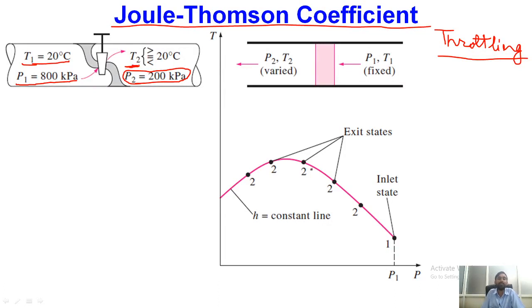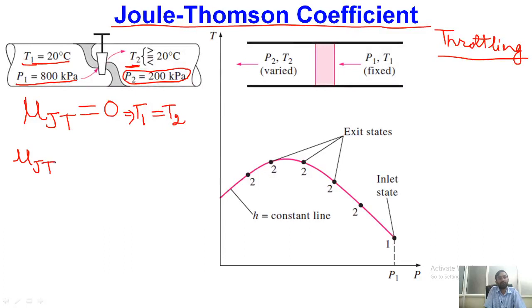So how these other possibilities can be achieved is defined with the help of the Joule-Thomson coefficient. Generally we define the Joule-Thomson coefficient with the symbol mu JT. If the value of the Joule-Thomson coefficient is equal to 0, the temperature remains unchanged, meaning T1 equals T2. If the Joule-Thomson coefficient is positive, we will have cooling of the medium, so the temperature at point 1 will be greater than the temperature at point 2.